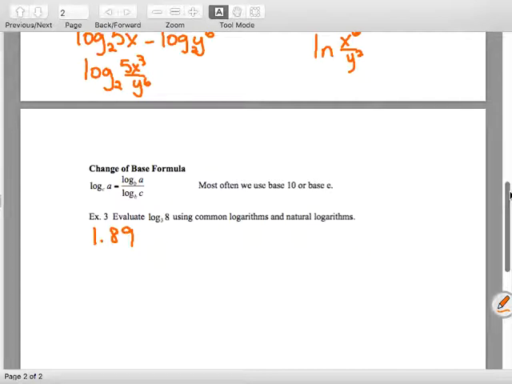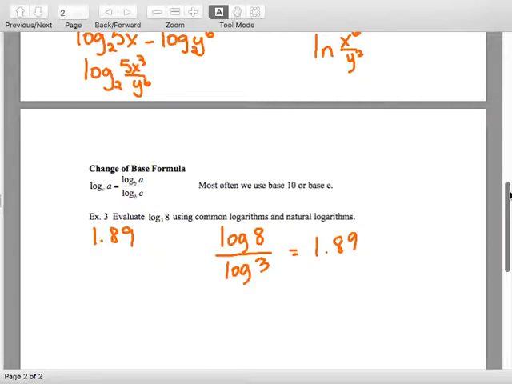If you don't have a graphing calculator, here you have to do change of base. And the change of base says you can rewrite this as log 8 divided by the log 3, this is the base, okay? The base goes in the bottom. And you'll just do the LOG button. Okay, so if you don't have a graphing calculator, we still get the same thing.